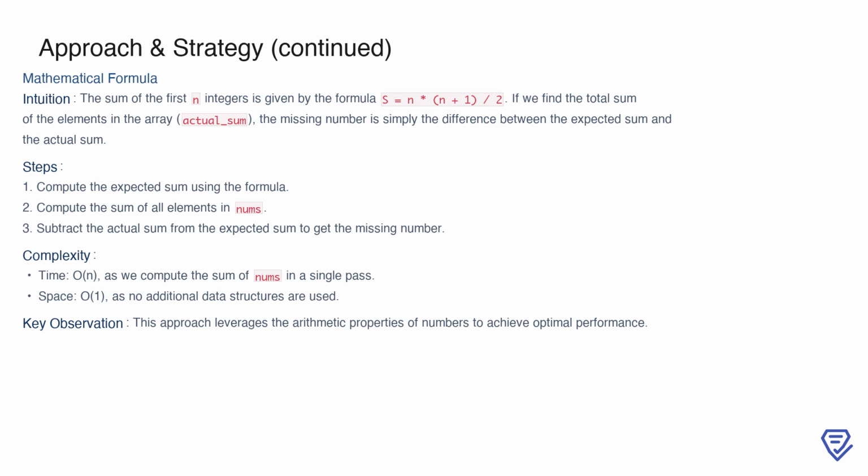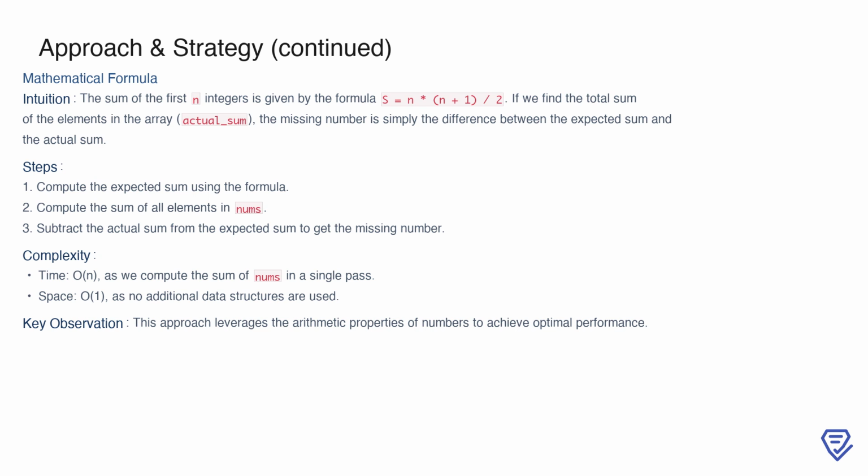By computing this expected sum and comparing it with the actual sum of the elements in the array, we can easily find the missing number as the difference between these two sums. The steps are straightforward. First, calculate the expected sum using the formula. Next, compute the sum of all elements in the input array, and finally, subtract the actual sum from the expected sum to determine the missing number.